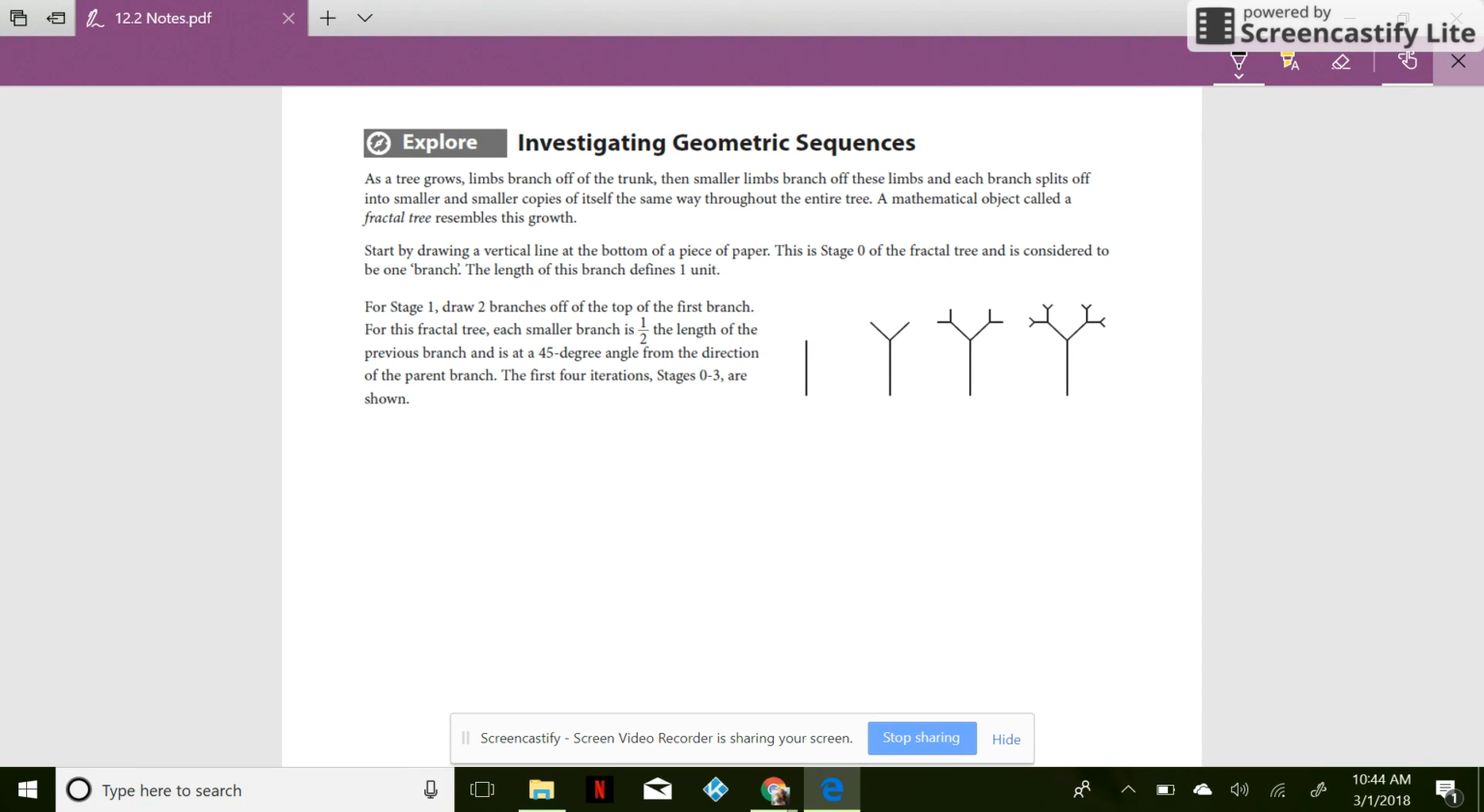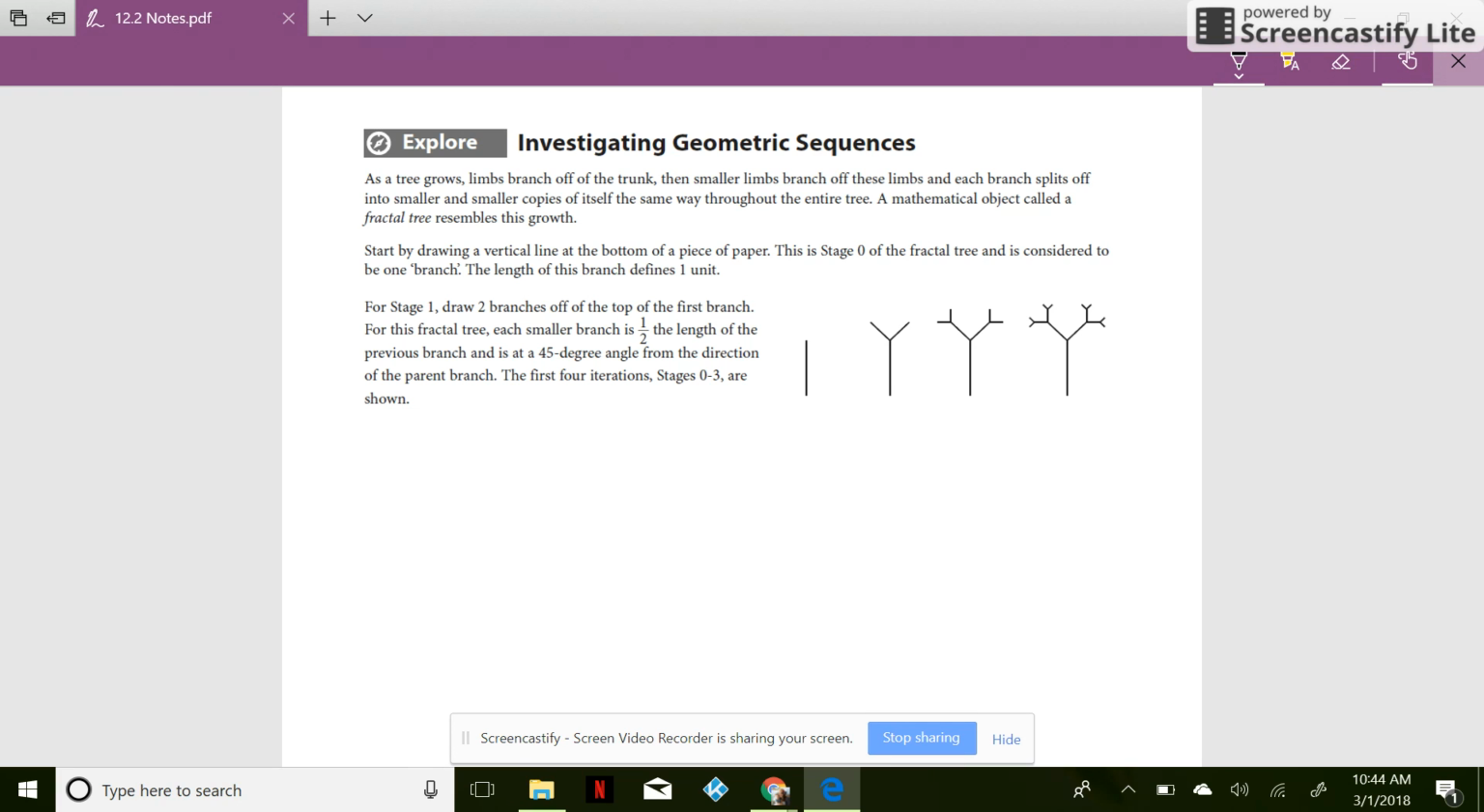As a tree grows, limbs branch off of the trunk, then smaller limbs branch off of these limbs, and each branch splits off into smaller and smaller copies of itself the same way throughout the entire tree. A mathematical object called a fractal tree resembles this growth.